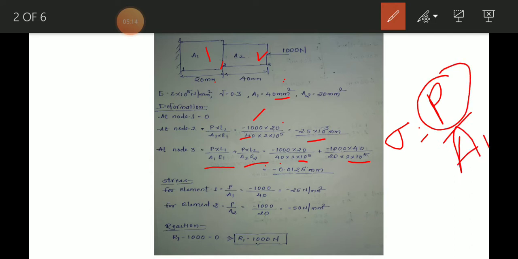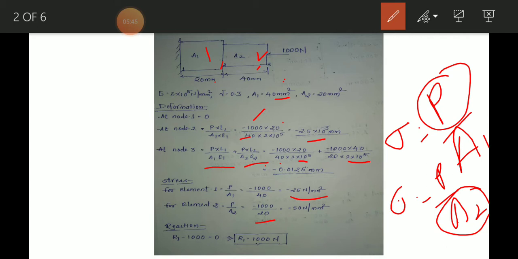P is as usual minus 1000 divided by A1. So what is A1? Area for the first section, that is 40. So we'll get minus 25 Newton per mm square. Similarly, for element number 2, calculate sigma as P divided by A2, where A2 is the area of the second section. So minus 1000 divided by A2 is 20. So it is minus 50 Newton per mm square.